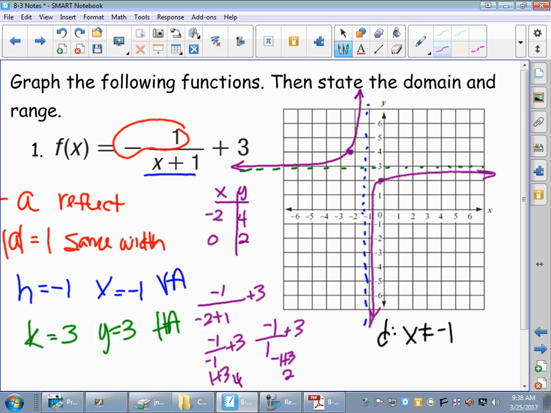And for my range, every value is applied if I move up and down the graph, except for that horizontal asymptote. So y is not allowed to be 3. And there you have it. So if the y value is 3, some things don't work out. So that's what they're saying here. We can talk more about that later. Let's try another one.